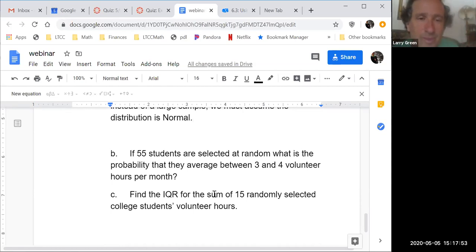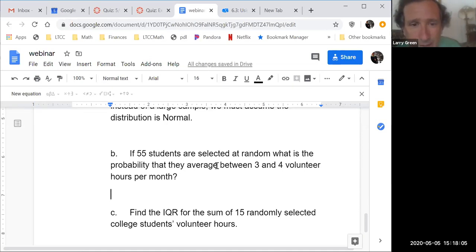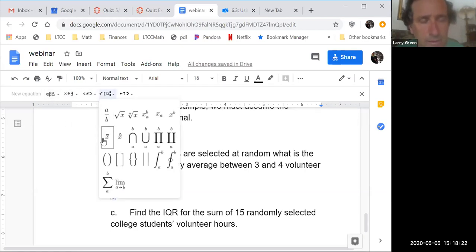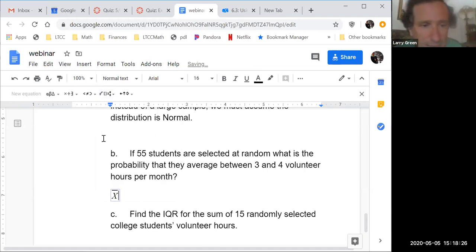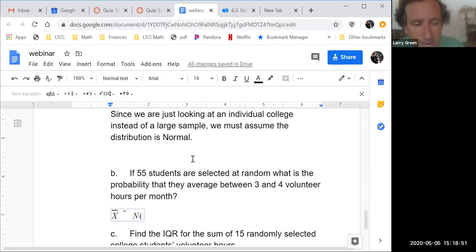Let's do part B. If 55 students are selected at random, what's the probability that they average between 3 and 4 volunteer hours per month? Okay, now the key word here is average. We're talking about a mean and not a single individual. So because of that, we're not looking at X anymore. Now we're looking at X bar. And we could say X bar tilde N, the mean is going to be the same. It's still, what was it? 2.8. That's the central limit theorem.